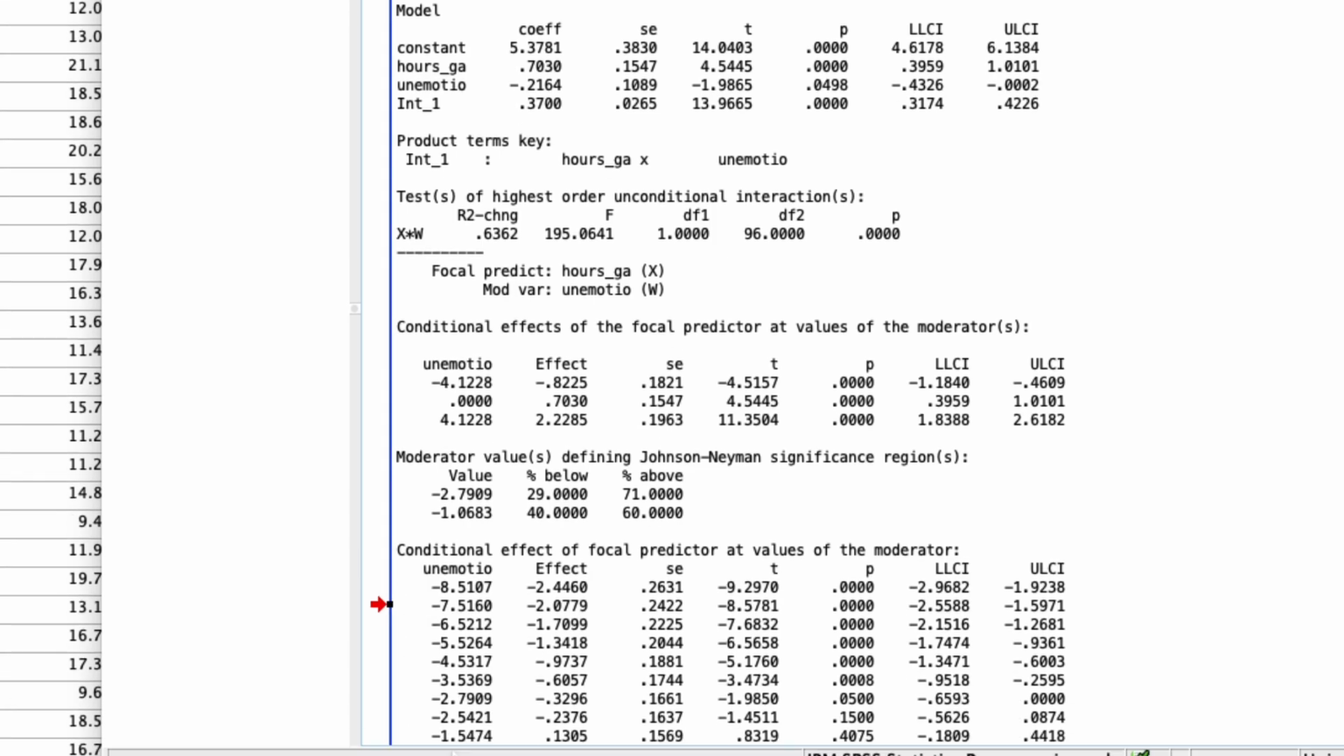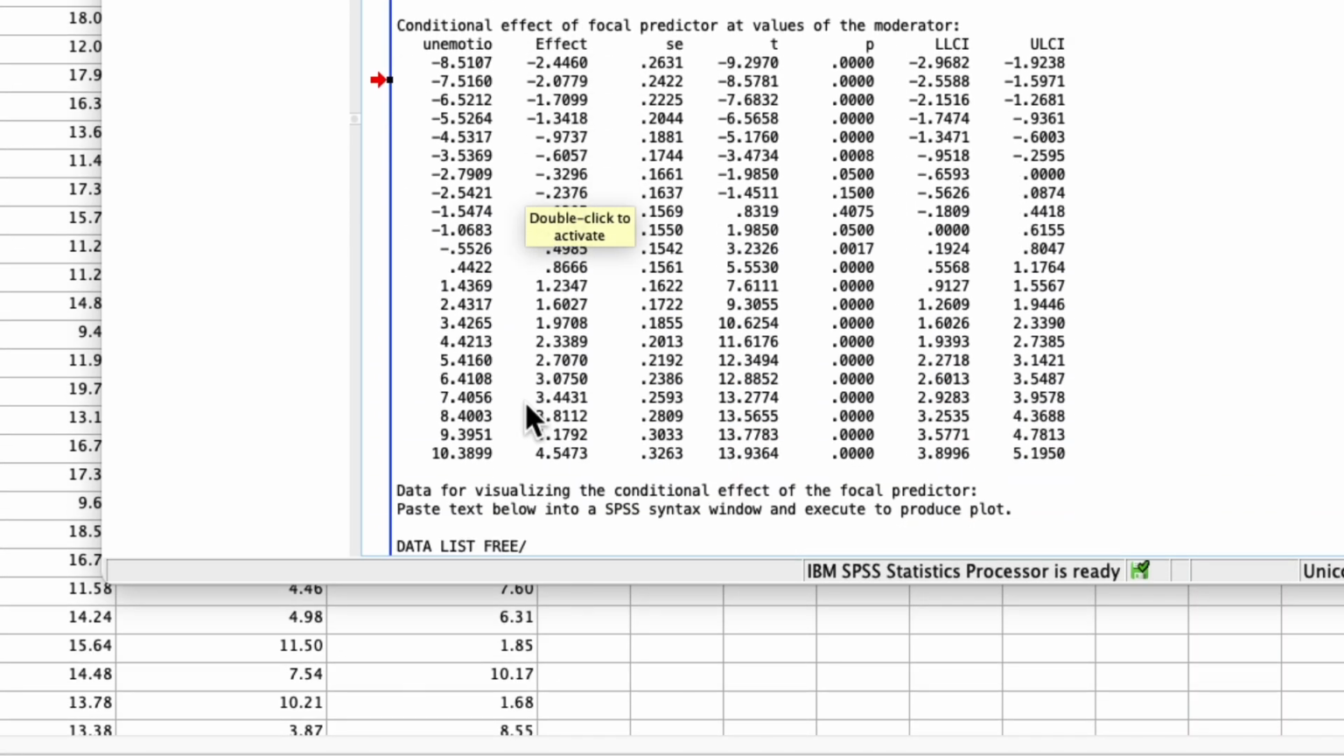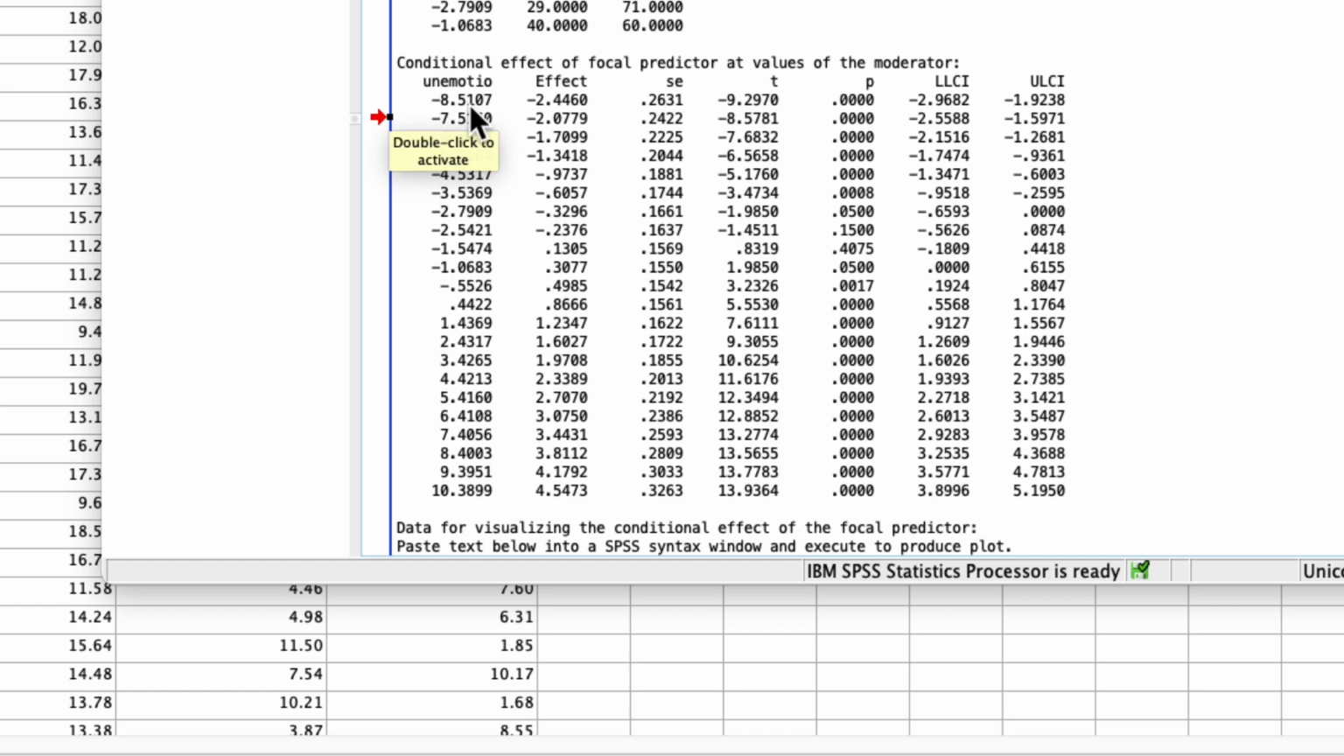We also get the Johnson-Neyman output, and this essentially provides us, at different levels of the moderator, going from high levels of the moderator to low levels of the moderator, going from high unemotional traits to low unemotional traits, the effect, the beta coefficient at that specific level. And again, it's tested. So here we can see at what point the slope changes from being positive to negative. And this is what we find in the Johnson-Neyman output.